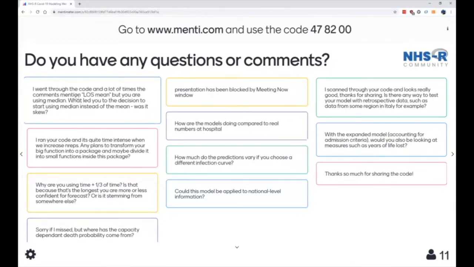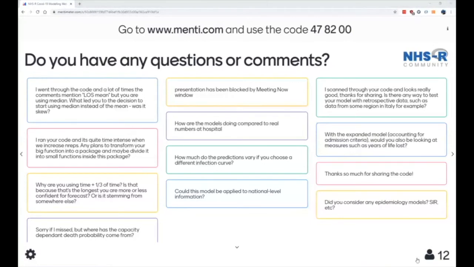This first question here, someone went through the code and you mentioned the LOS mean, but you're using the median. What led to the decision to start using the median instead of the mean? Was it skew? Well, ultimately, the model is taking in a distribution, so it's taking in the whole distribution. So whether we calibrate that distribution using a mean or a median, as long as those are aligned from the data, it should give the same distribution that is then fed into the model.